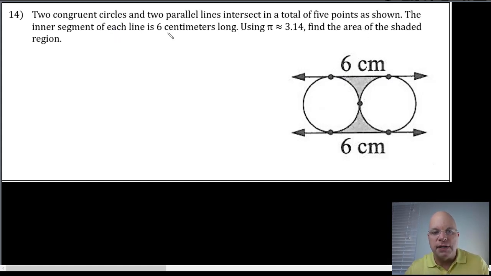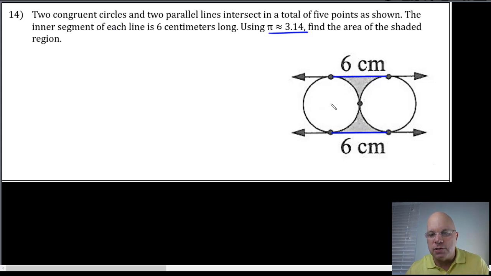The inner segment of each line is 6 centimeters long. So that's shown here and here. Using pi as approximately 3.14, find the area of the shaded region. So this region that's shaded.